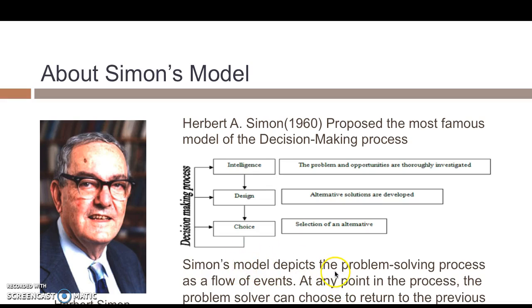The Simon's model depicts the problem solving process as a flow of events. At any point in the process, the problem solver can choose to return to the previous step for additional refinement. That means if I am at the design phase and I am not satisfied, I can move again to the intelligence phase, try to analyze the situation and the problem, find out the opportunities, then move to the design. If I am at the choice phase, again I can move back to the design phase. Likewise, I can proceed and come to the particular selection of an alternative.